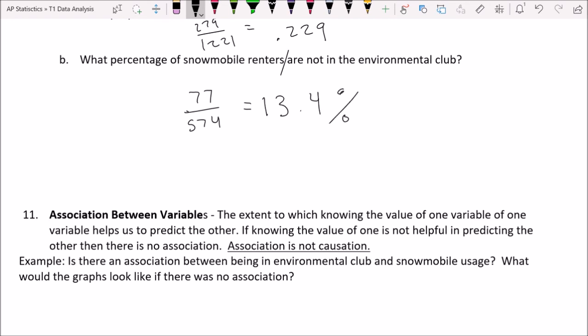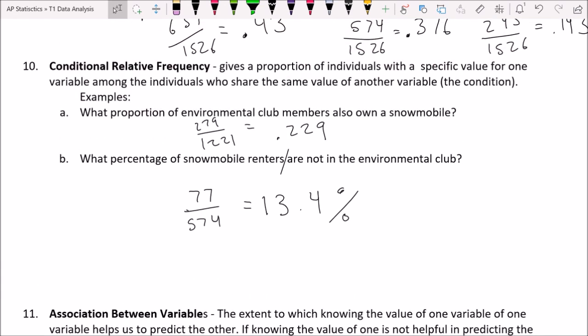So notice in a conditional probability or a conditional relative frequency, which work the same way, what's changing is the denominator. The beginning of our question tells us what group we're looking at, and that defines the denominator of the fraction.